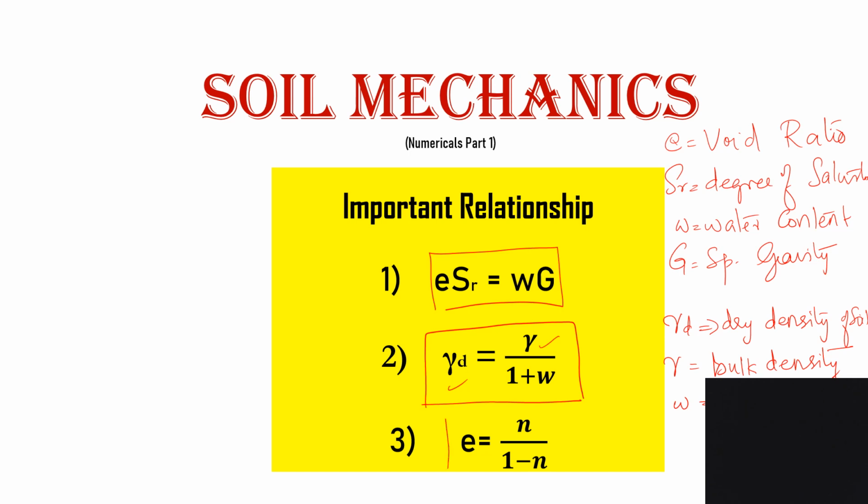And the third equation gives a relationship between the void ratio and porosity. Here e, small letter e, as we already know, represents the void ratio, whereas n represents the porosity of the soil sample. So if porosity is given, we can find the void ratio using this relation, that is, void ratio e = n / (1 - n). I hope you are clear with these relationships. So we can move on to the first problem.